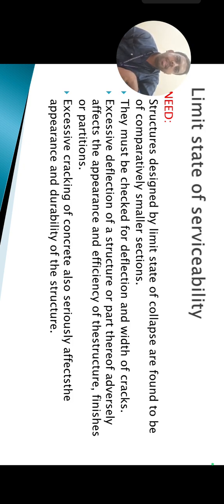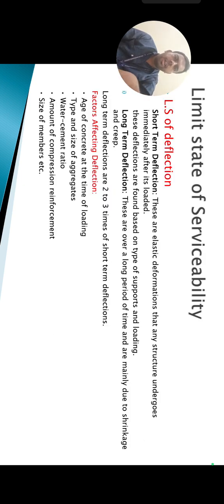Why do we need to check this? The structure is designed by the limit state of collapse, so it has comparatively smaller sections. They must be checked for deflections and for the width of the cracks, because excessive cracking seriously affects the appearance and durability of the structure. Coming to the limit state of deflection, you have to consider two types: short term deflection and long term deflection.